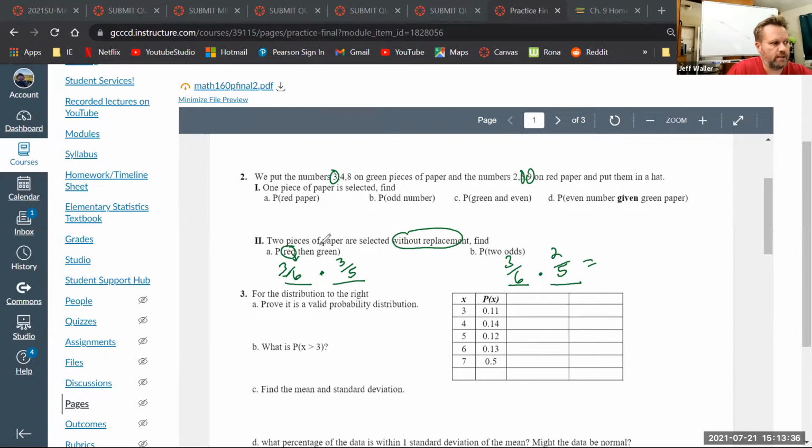Here it was a red and then a green, so this one being red did not affect this. Here it's an odd and then another odd. So if I lose an odd because I eat that paper, there's one less odd also. So both the top and the bottom change. Does that make sense? Yeah. Thank you. You're welcome.